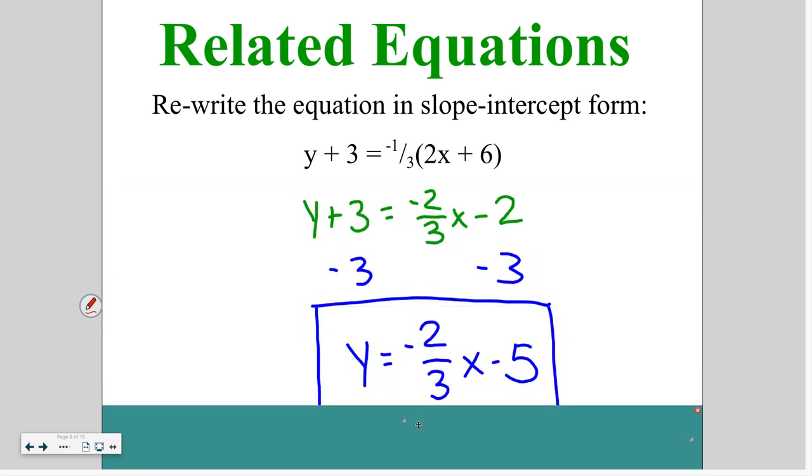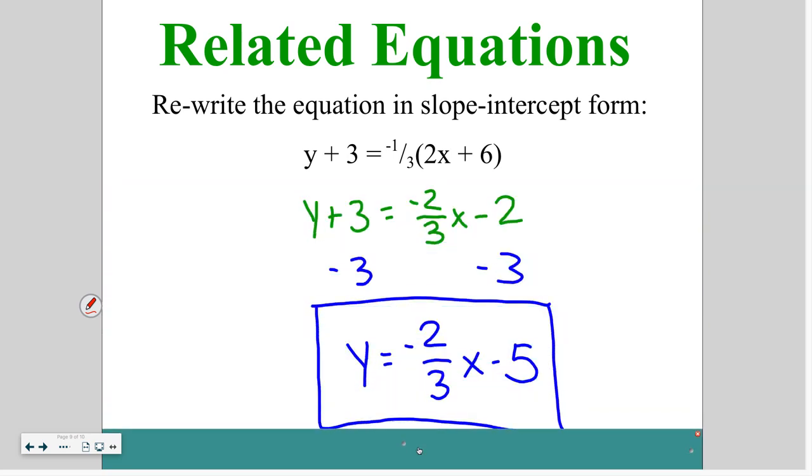Again, looking at that distributive property first, we do negative 1/3 times 2, which gives us negative 2/3, and negative 1/3 times 6, which gives us negative 2. Then we've got to get the 3 to the other side. Subtracting 3, you end up with y is equal to negative 2/3 x minus 5. If you have questions about this or any other part of the lesson, please let me know when you get to class.